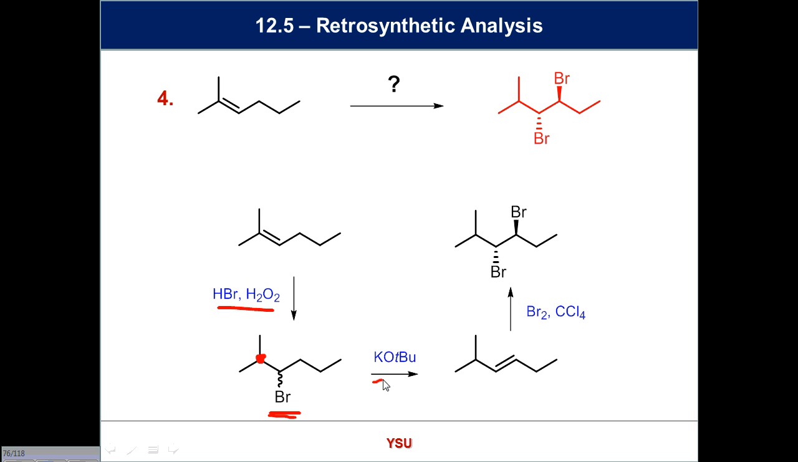So why should we use our large friend, KOtBu? Because you want to avoid attack over here, which is more crowded, and you want to initiate attack over here, which is less crowded. So this thing does exactly that. And all of a sudden, we've got the precursor to our product, where we take the double bond now, and we add to it, and we get this anti-addition of two bromines.